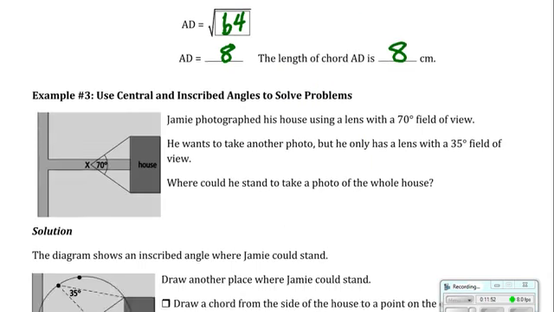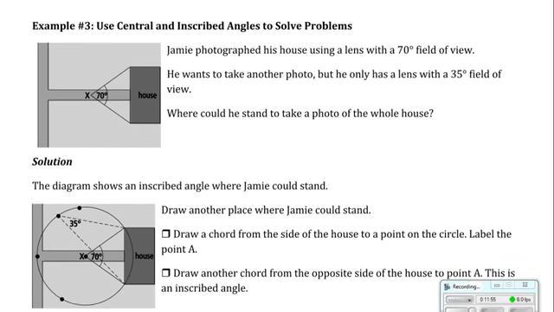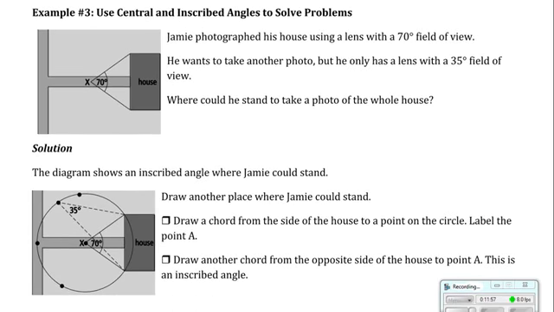Okay, third example, pardon me. I know this video is getting a little long. This one has a little bit of problem solving. It says, Jamie photographed his house using a lens with a 70-degree field of view. What that means is, if he's sitting here, he can see 70 degrees in front of him. He wants to take another photo, but he only has a lens with a 35-degree field of view. Where could he stand to take a photo of the whole house? Hopefully what I want you to notice is that he needs to step backwards.